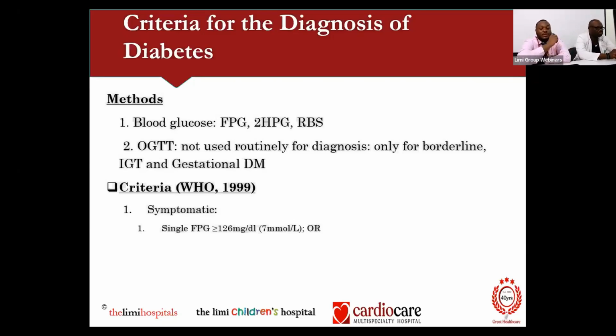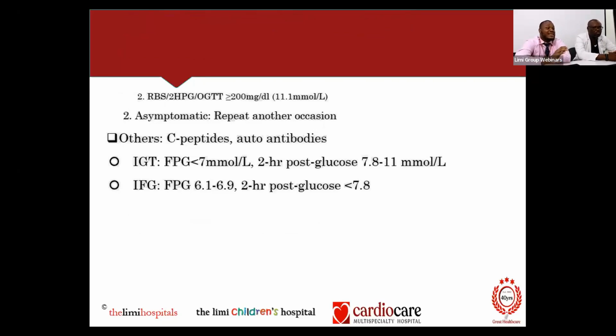And the WHO criteria for diagnosing diabetes, as of 1999, for patients that are symptomatic, that present with symptoms, you only need one single fasting blood glucose above 126 milligrams per dl or 7 millimoles per liter. Or for the random blood glucose, you need the blood sugar to be more than 200 milligrams per dl, or 11.1 millimoles per liter.